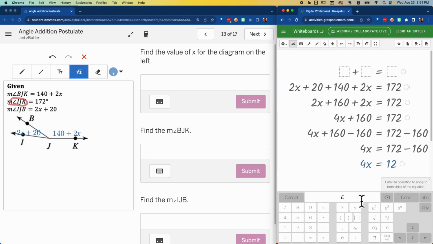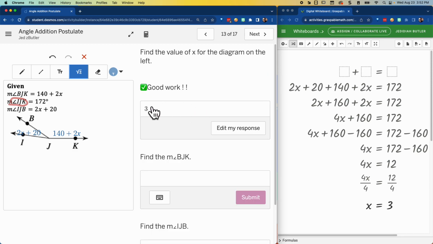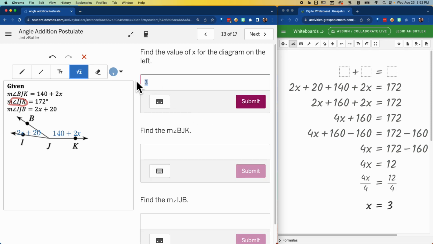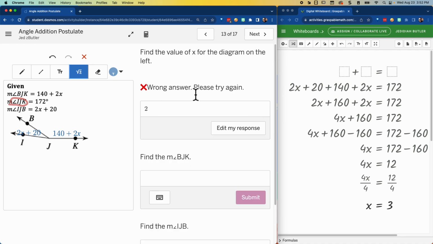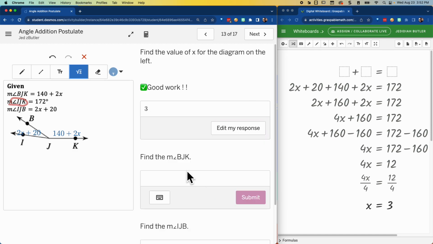Now that I have a number times x, I can divide by that number. Click on the equal sign, then divide by 4. That will divide 4 on both sides. I get x equals 12 divided by 4, or x equals 3. So x equals 3. Let's double check it. Good work, yay. And just so you know, I am getting all the right answers here, but let's say I put in a different number. Like if I had put 2 in and I click submit. Wrong answer, please try again. So I'll click submit there.